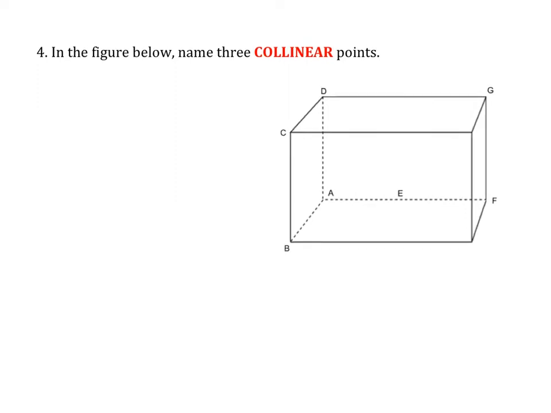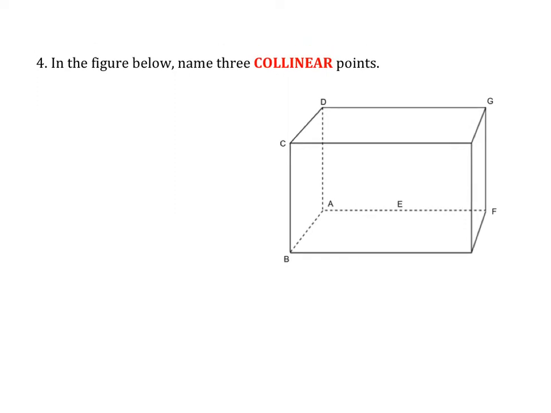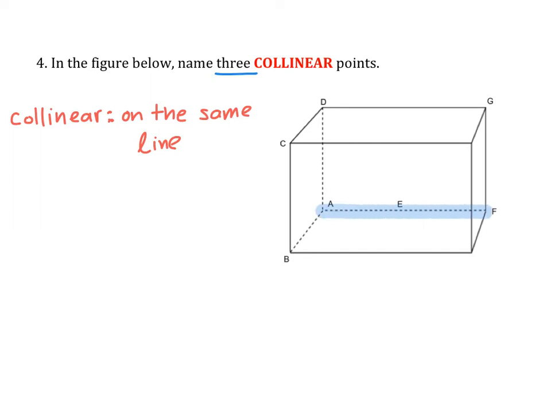Okay, so this problem says, in the figure below, name 3 collinear points. Collinear simply means on the same line. So in this figure, there are actually a lot of collinear points, but there's only one way to find 3 points that are on the same line. You can find that right here. So it would be points A, E, and F. Those are the only 3 collinear points.